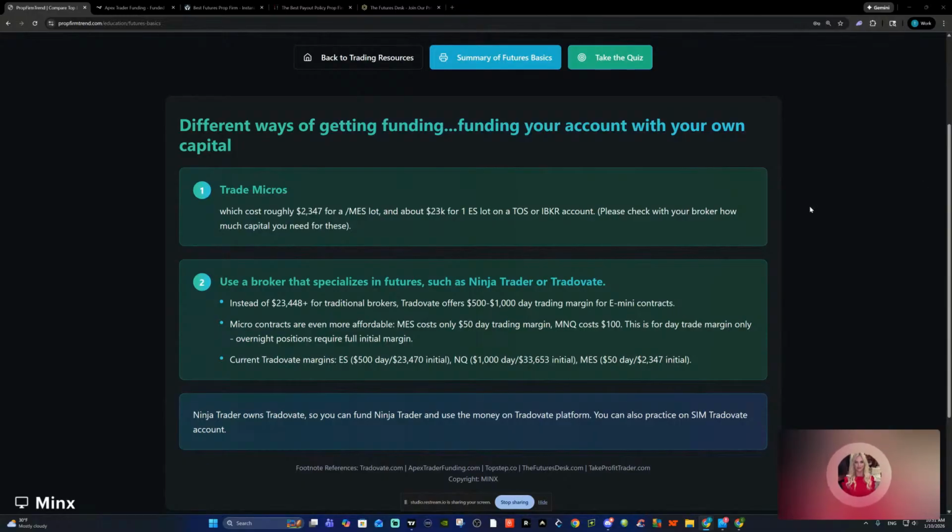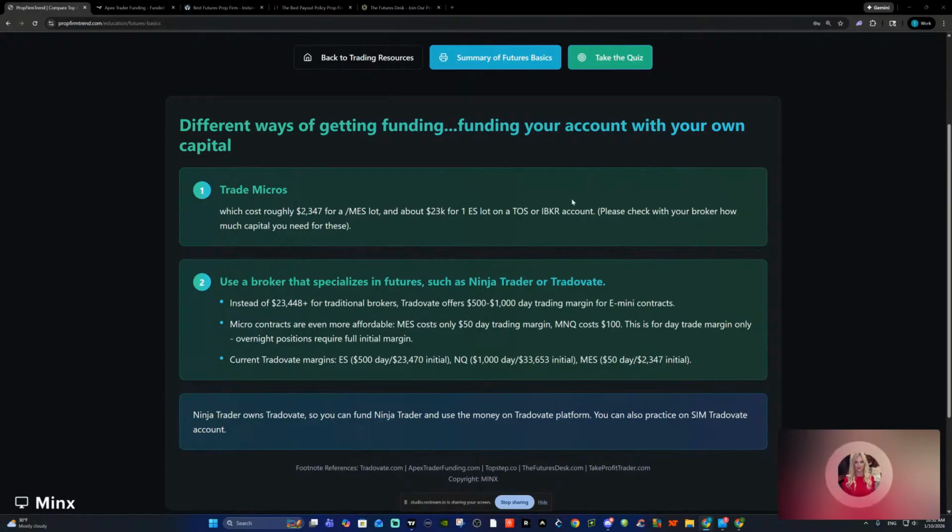Okay, so here I'm going to start off with different ways of getting funding. I'm going to start out with funding your own account with your own capital. Okay, so you can trade micros, which we just went over, which costs roughly $2,347 for an MES lot.